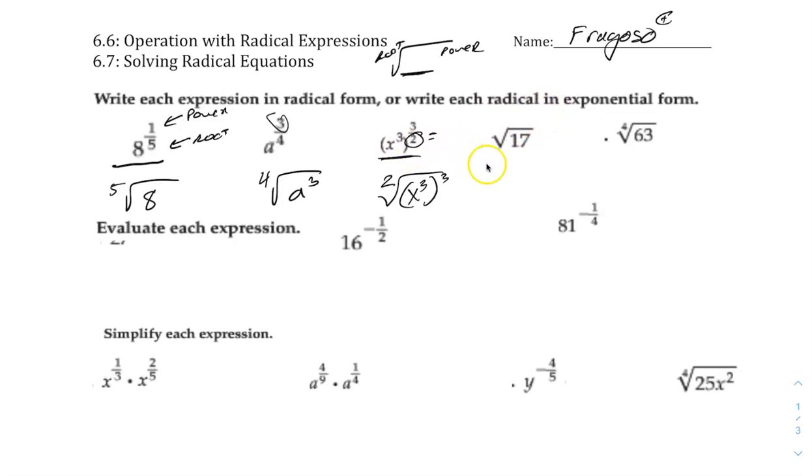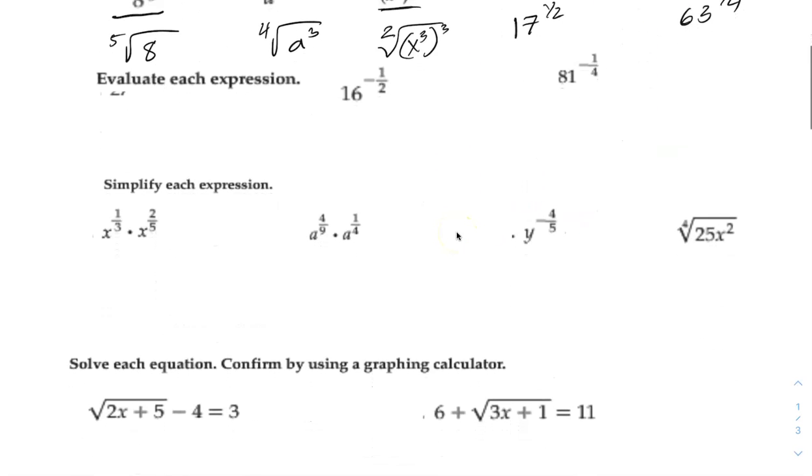Over here, they want you to write it as an exponential. So remember, if you don't see anything, it's a 2, and the power is 1, so it'll be 17 to the 1/2. Same thing over here. The power is a 1, so it'll be 63 to the 1/4. There we go.